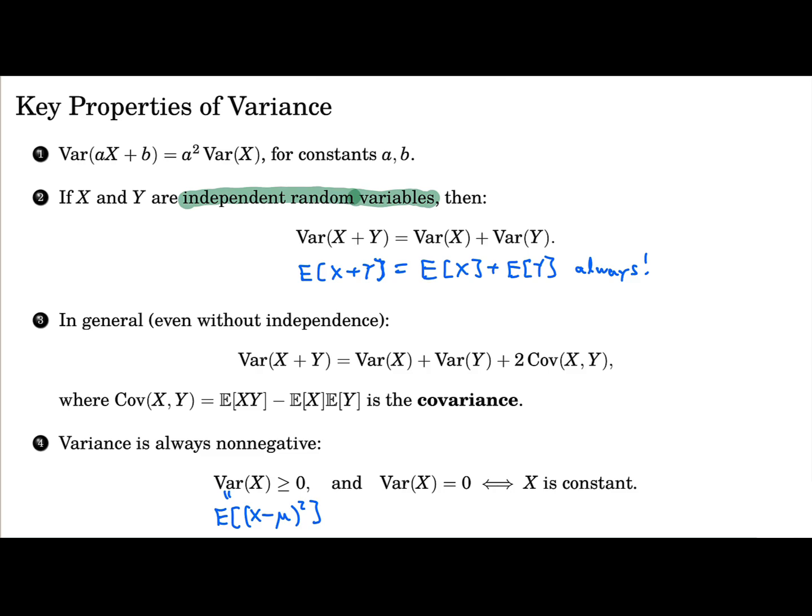Again, the variance gives us a precise way of measuring spread. Small variance means the outcomes are close to the mean. Large variance means the outcomes are more spread out. And a zero variance means that there is no randomness in the value of X.